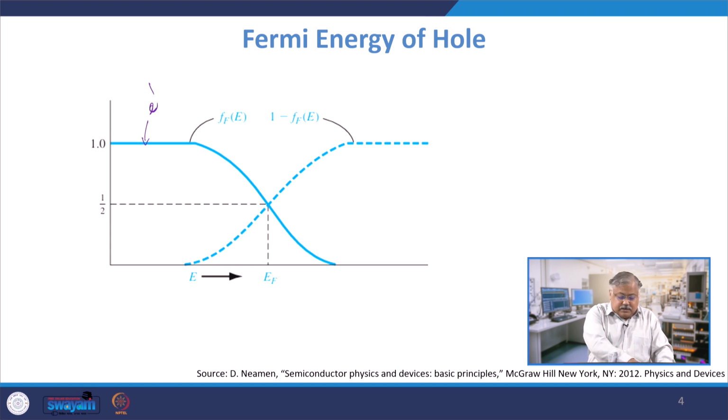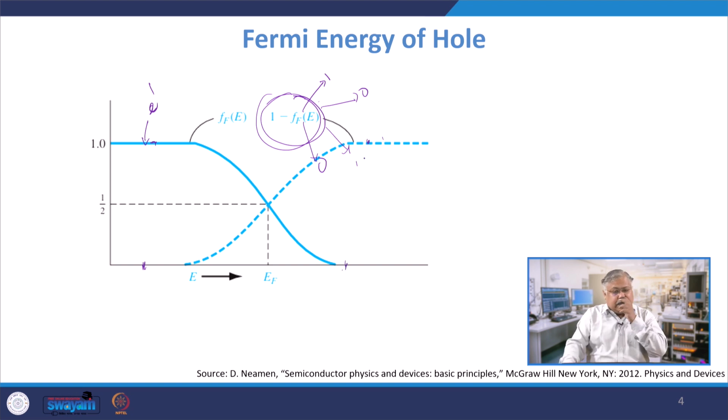So if f of E is given by this formula, you can understand 1 minus f of E: whenever f of E goes to 1, this whole function goes to 0, and whenever f of E goes to 0, this whole function goes to 1. Just keep in your mind at this stage, do not worry about the holes yet, that 1 minus f of E will always be antisymmetrical with respect to f of E, which is the Fermi level potential of electron.